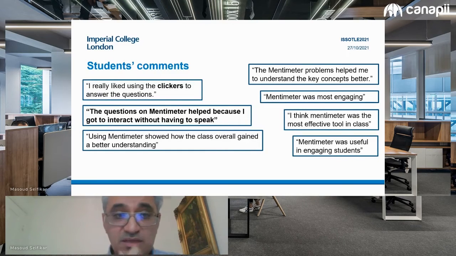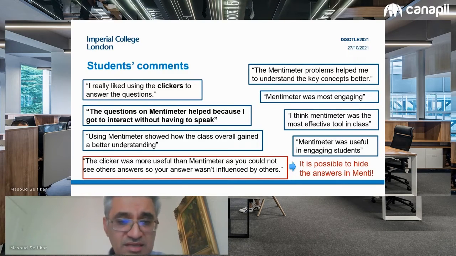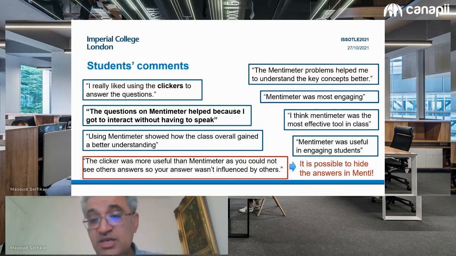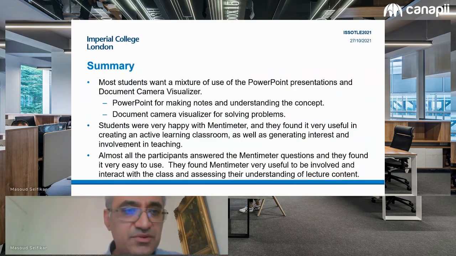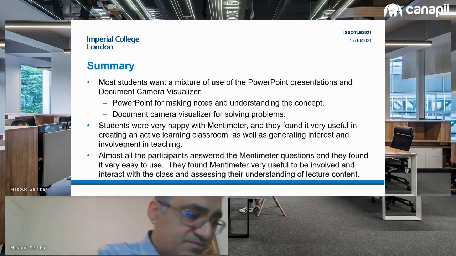For example, one comment said, the questions on Mentimeter helped because I got to interact without having to speak. And someone else said that Clicker was more useful than Mentimeter as you couldn't see other answers, so your answer wasn't influenced by others. It is possible to hide answers in Mentimeter, and I'm using that after this survey. So to summarize this part, the mixture of document camera and PowerPoint worked very well, and students were very happy with Mentimeter.